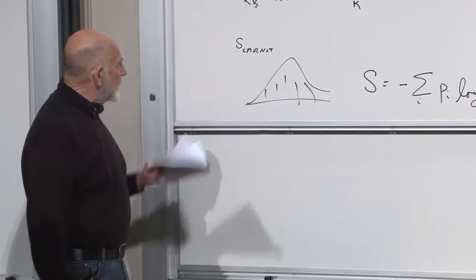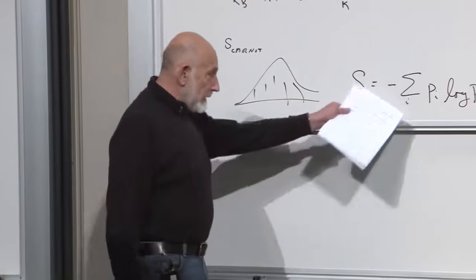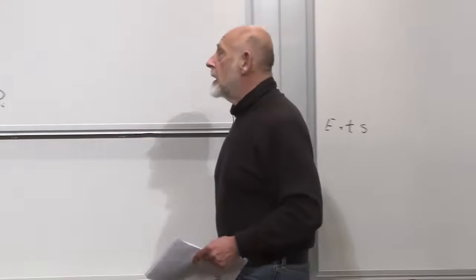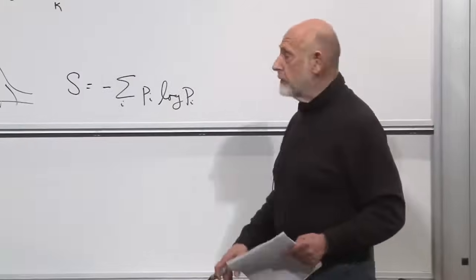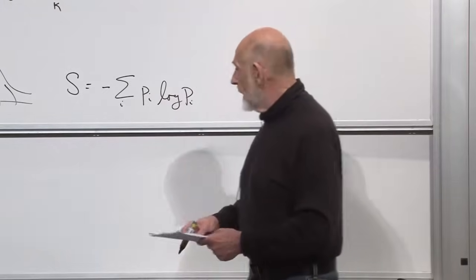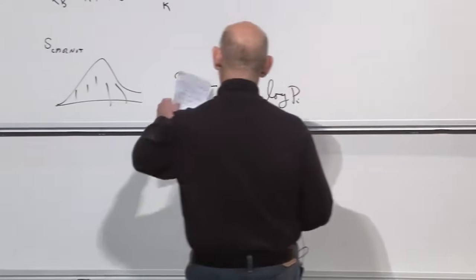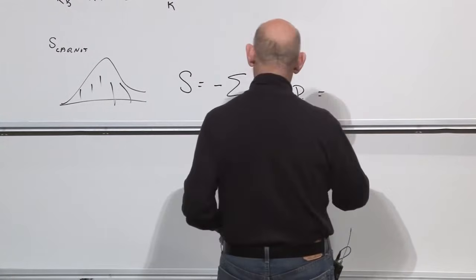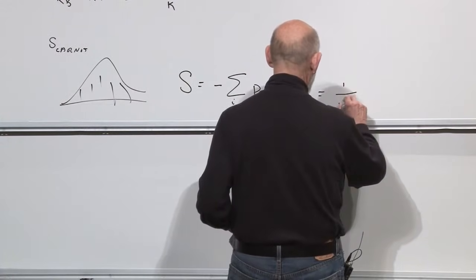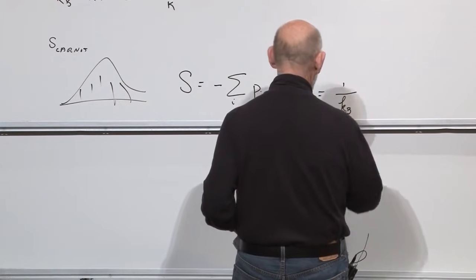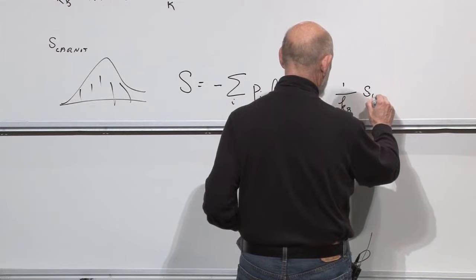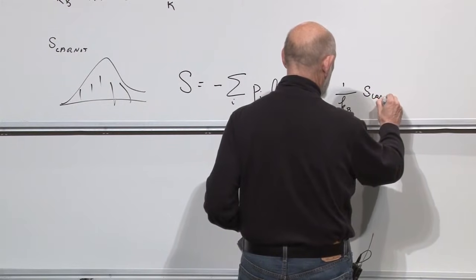What's the connection between Carnot's entropy and Boltzmann's entropy here? The connection is simply a factor of K Boltzmann, and it is such that this is equal to 1 over K Boltzmann times Carnot's quantity.